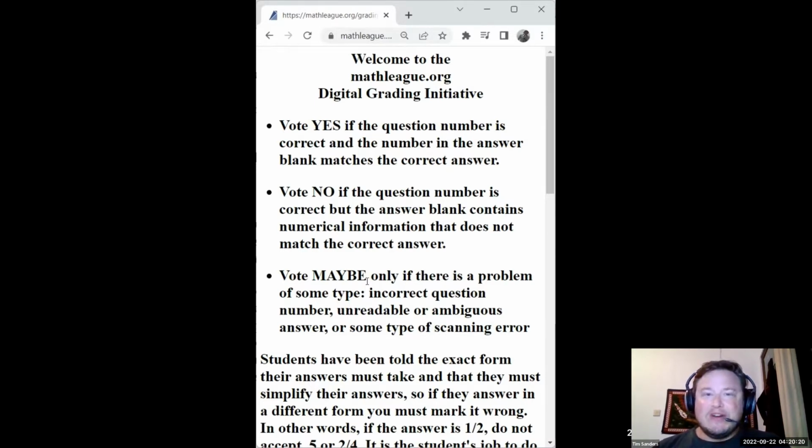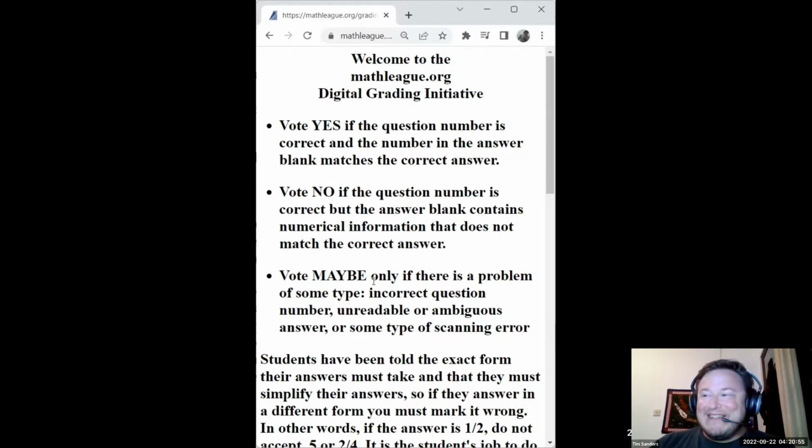So if there's no image, for instance, like it doesn't even show what the student is answering, or if there is a website error, or somehow the question number doesn't actually match what it's supposed to. So in other words, you would never ever click maybe because you don't know what the student wrote. You only click maybe because you think there is an error with the actual website. Okay, I hope that distinction is clear. Again, there's almost never going to be an opportunity to click maybe.